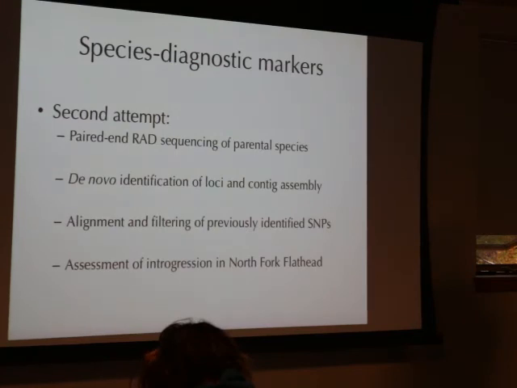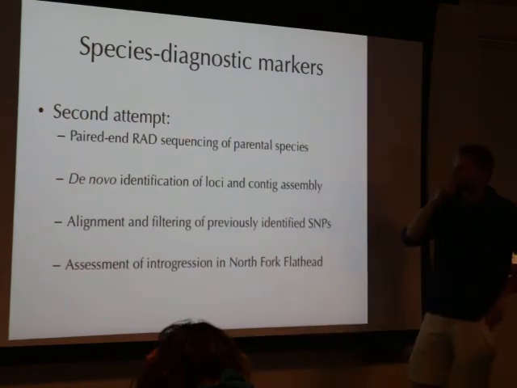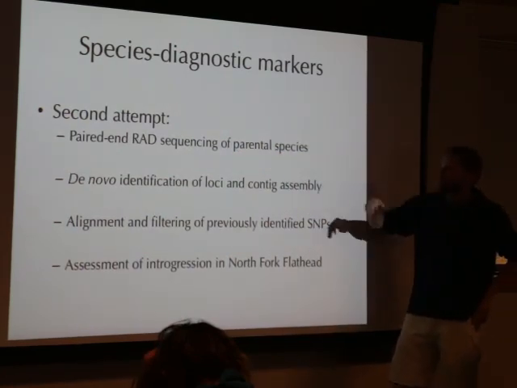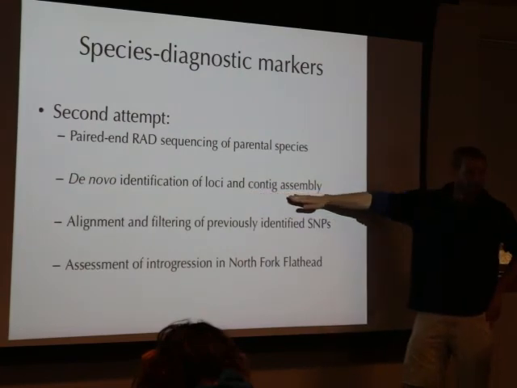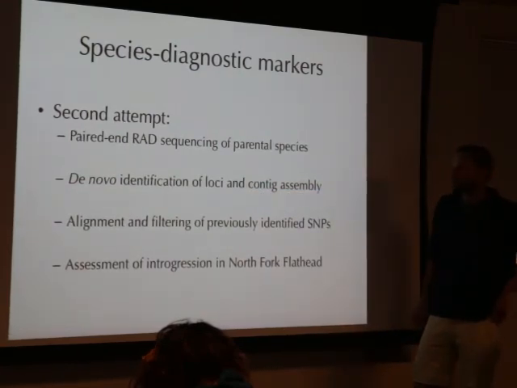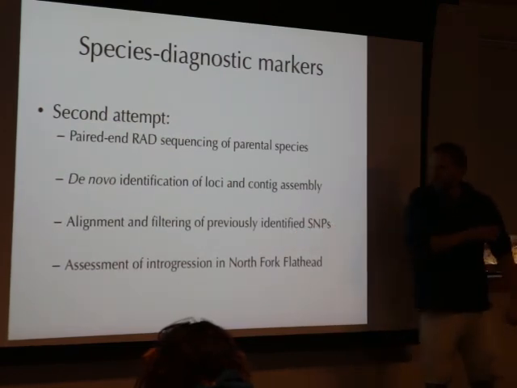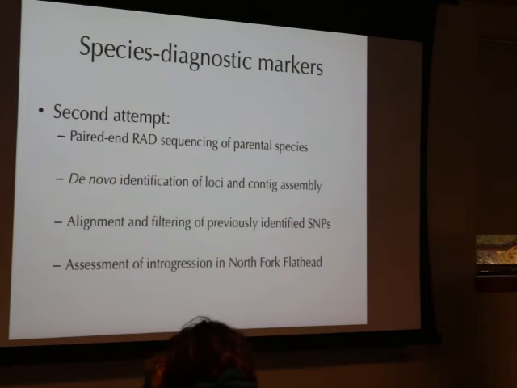But we wanted to expand that list. So then we did paired-end sequencing. We did contig assembly, like I talked about yesterday, using the paired-end data. We aligned the previously identified SNPs and looked at patterns of introgression.